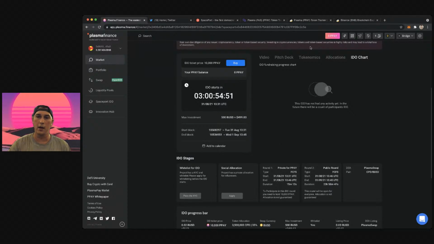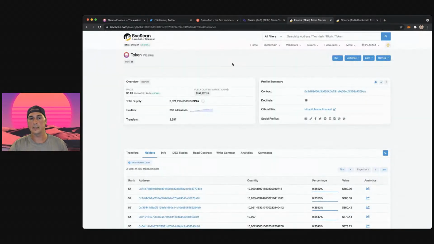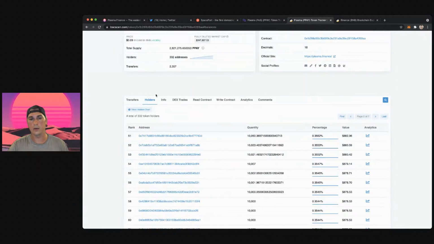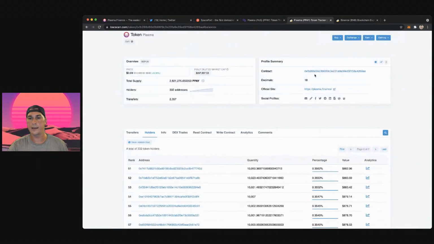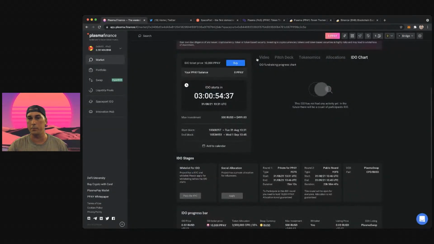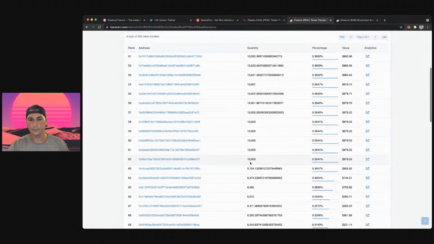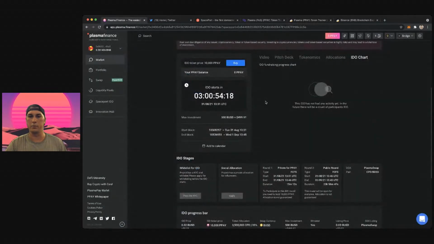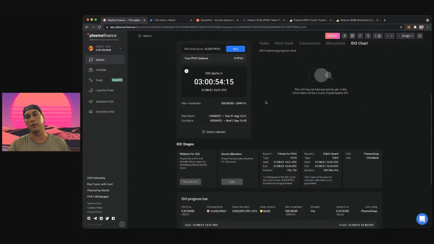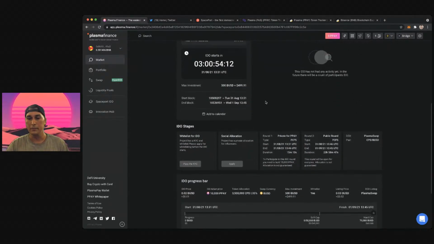So we can go on BSCscan, open the Plasma contracts, and look at the holders of the PPAY. This is the PPAY address on the BSC. For this IDO, you need to hold at least 10,000 PPAY. On BSCscan, we can see that now there are around 62 people plus contracts, so around 60 people just holding this amount of PPAY tokens. So you can calculate that there is still a lot of room for people to participate in the first round if you purchase 10,000 PPAY.